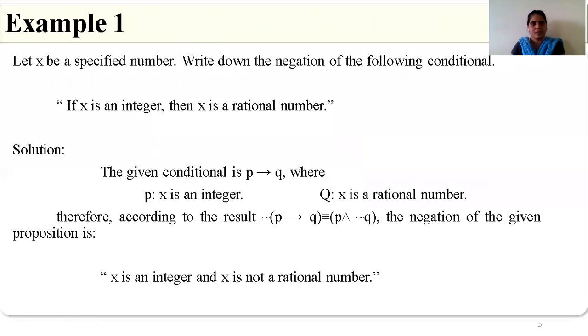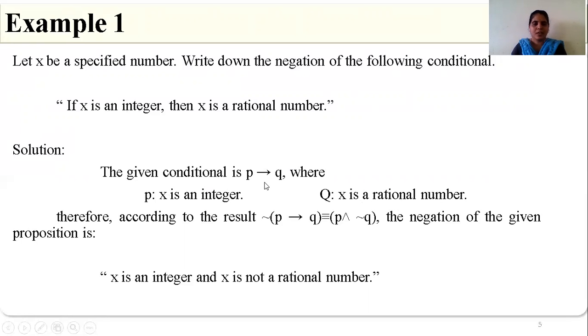Here let's consider an example. Let X be a specified number, any number. Write down the negation for the condition. Consider the statement: if X is an integer, then X is a rational number. This is P implies Q. So we can split this compound proposition into simple propositions. P is X is an integer, and Q is X is a rational number.